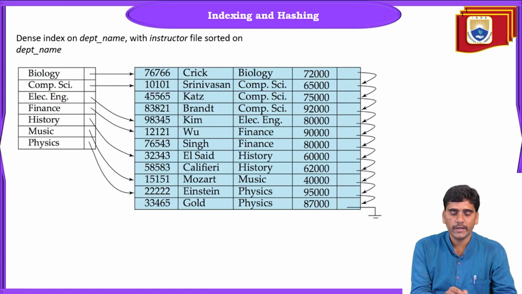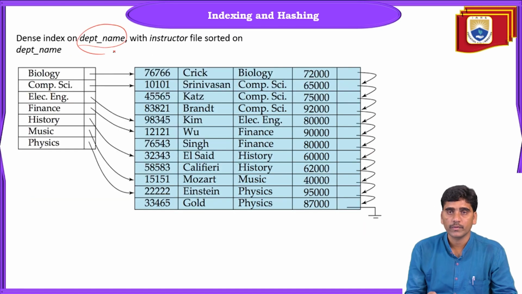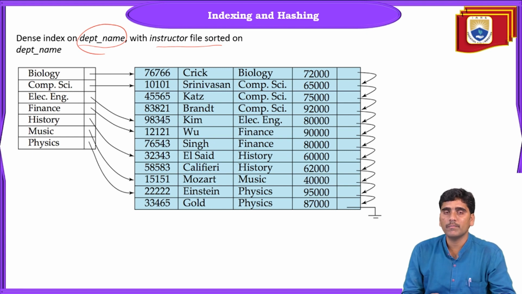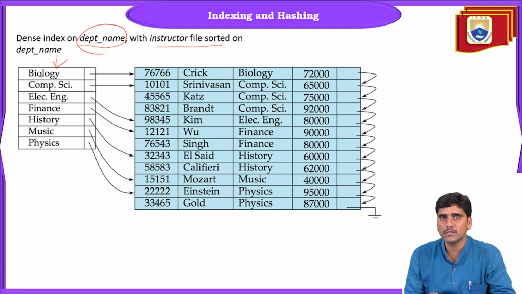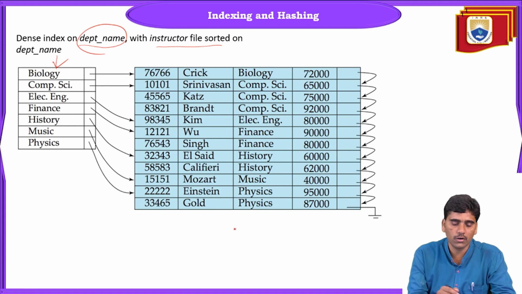So, a dense index on department name. If we are taking a dense index on department name with the instructor file sorted on department name, then the department names are in sorted order: B for biology, C for computer science, E for electrical engineering, F for finance, and H for history, music, and physics. So these are all the department names.